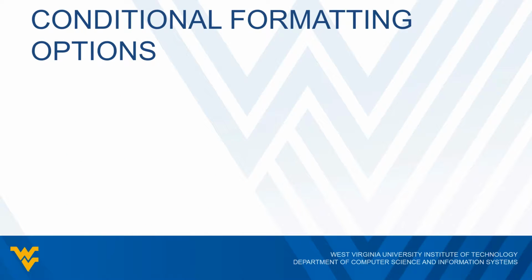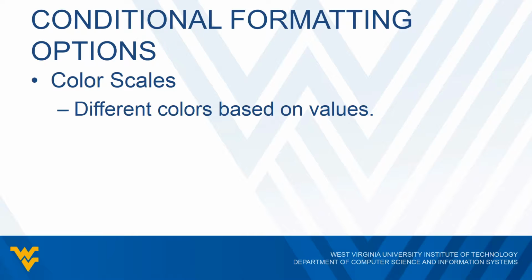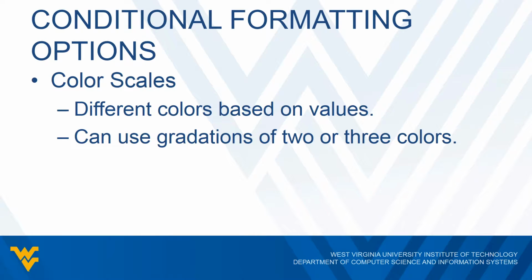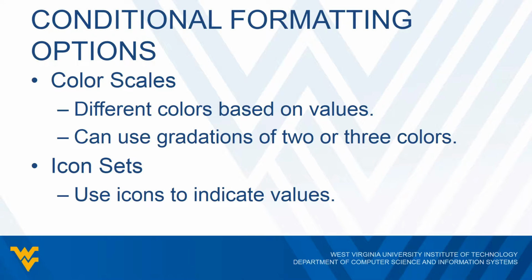We have a couple of other options. We have the color scales, which means we can have a couple of colors in the background of our cells, and they change based on the values. For example, larger values would be one color, and then smaller values head towards a different color, so you can see the change from one color to another. We can use gradations of 2 colors or even 3 colors, so you can have a third color be for middle-type values. And then we also have icon sets, where we can use icons to indicate the values.